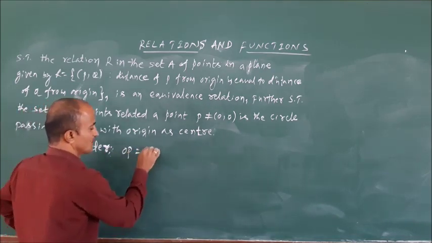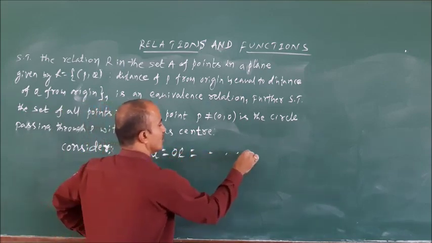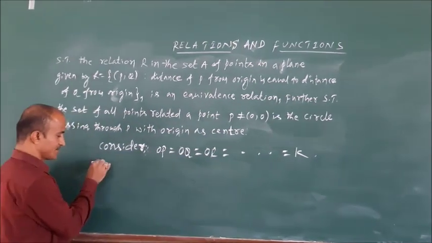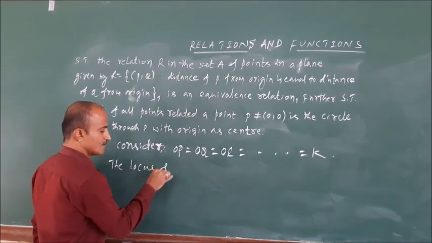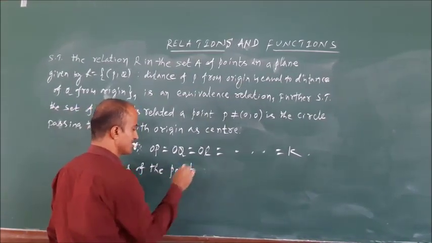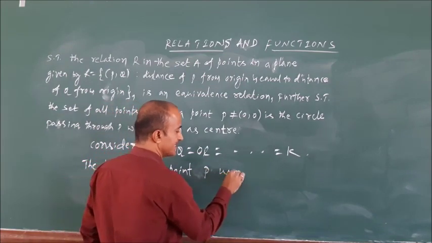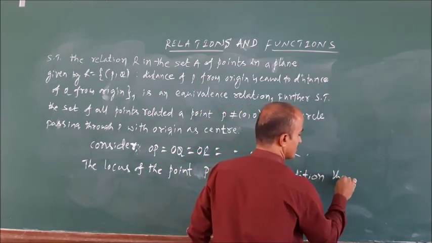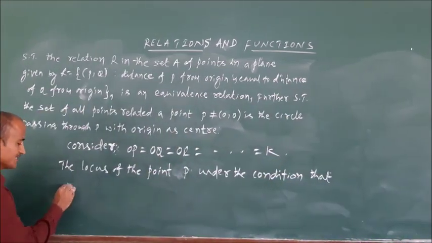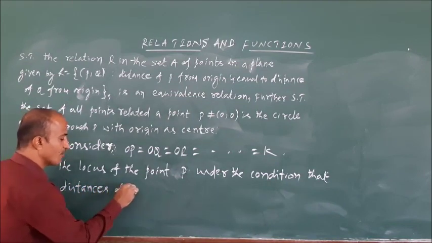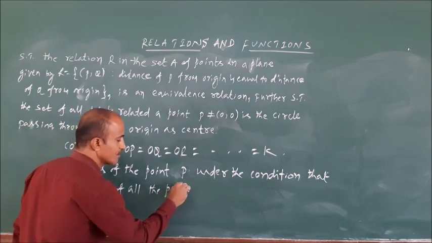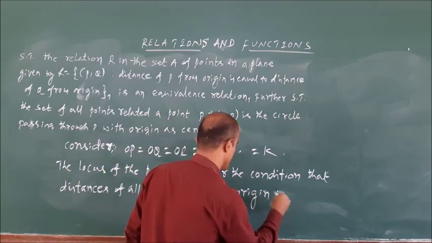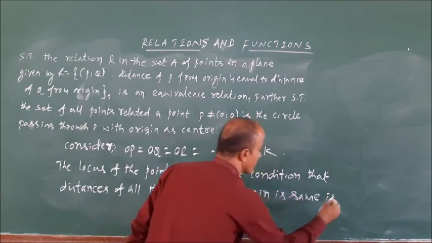Consider OP equals OQ equals OR, and so on, equals some distance, say K. The locus of the point P, under the condition that the distances of all the points from origin is the same, is a circle.